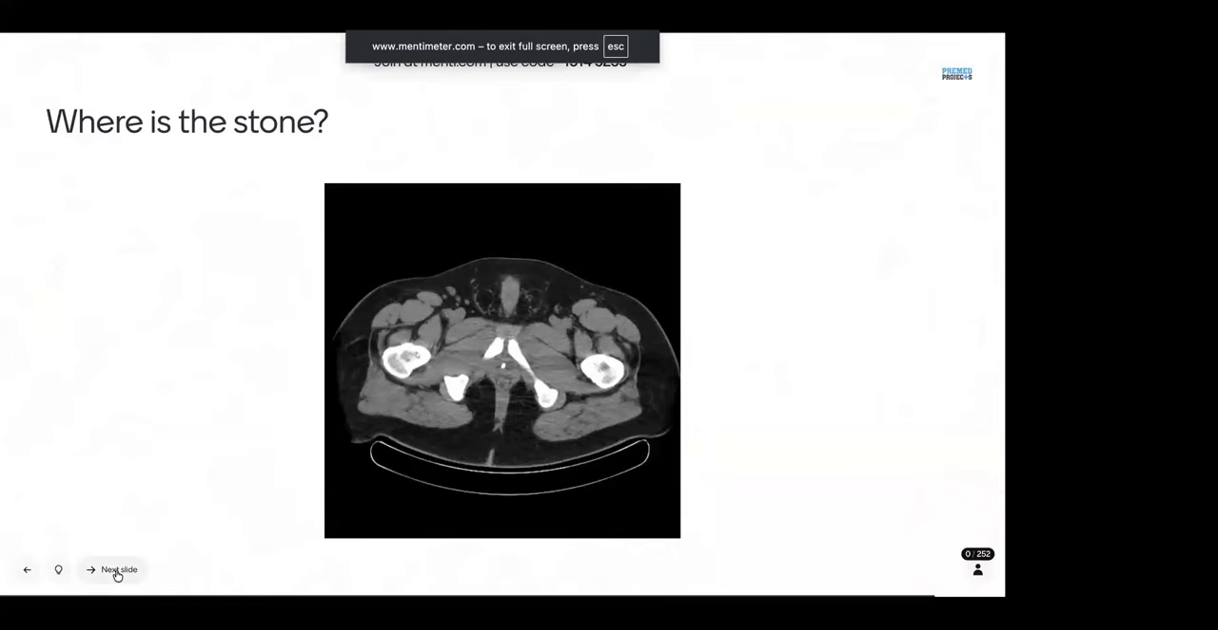Next case. Where is the stone here? This is a different type of stone. This is not in the ureter this time. Where is the stone this time? The urethra. Well done, Aisha. So this is actually a urethral stone. So the patient's about to pass this. Does that make sense? It's about to go.